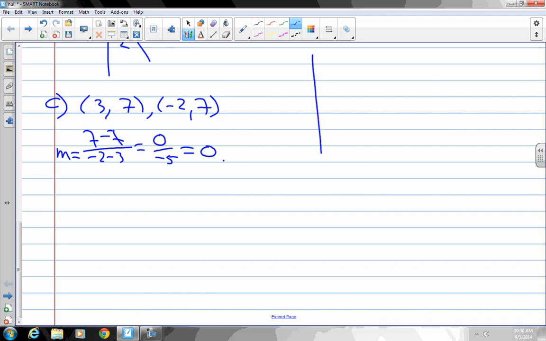and somebody already said that, the line is horizontal. If I plot these 2 points, 3, 7, and negative 2, 7, the line is horizontal. So the slope of a horizontal line is 0. Okay?